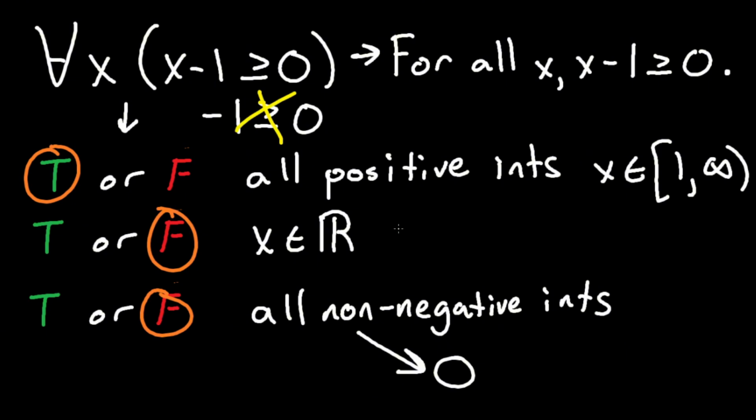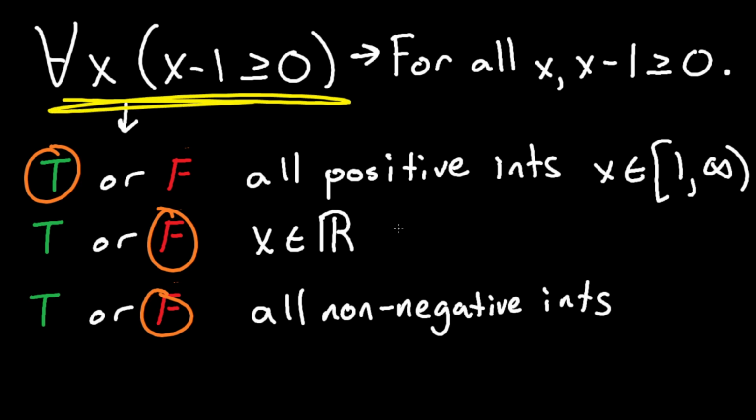Remember, any other non-negative integer other than 0, this is true, right? 1, 2, 3, 4, this will be true. But there's a single instance, just one value in the domain that makes this false, and the entire thing is blown to shreds. So yes, this is false because there's one value in this domain that makes this statement false.